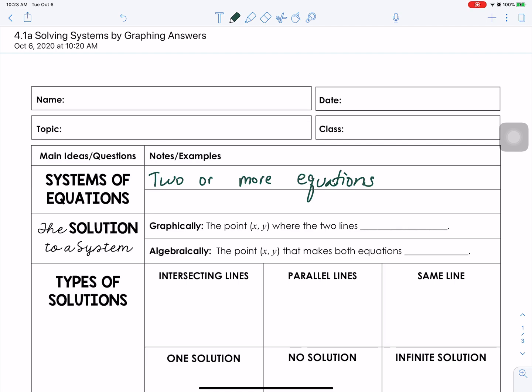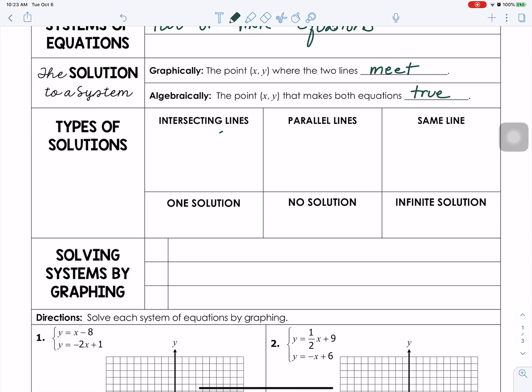When we talk about a system, sometimes they meet, sometimes they don't. So the point (x, y) where two lines meet, that is our solution, and it's the point that makes both equations true. Sometimes we'll have parallel lines, so they're never going to meet. So we can have intersecting lines. They can intersect at some point. We end up with one solution.